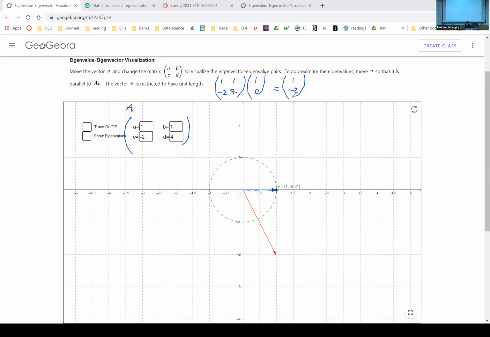So it seems that if I apply this transformation to this vector, it's going to send it somewhere else. Where is that? 1 and minus 2. Find the 1 and minus 2, we are here. The red arrow is my A multiplied by V. So the red arrow is a transformation of V under the A transformation matrix. Does that make sense? No? Okay. So for now, I want you to think of A as a transformation matrix.